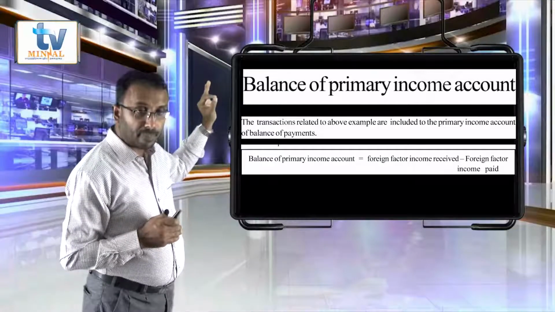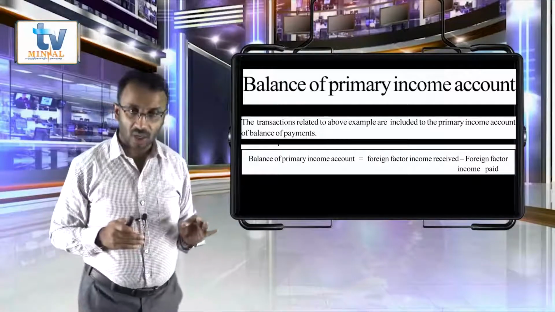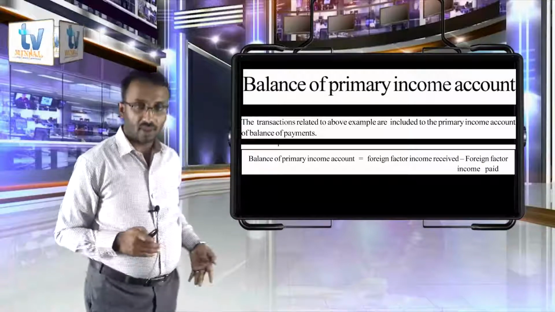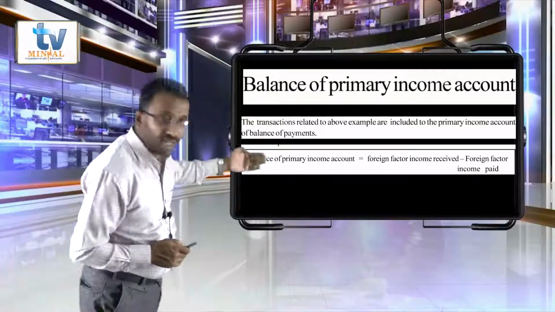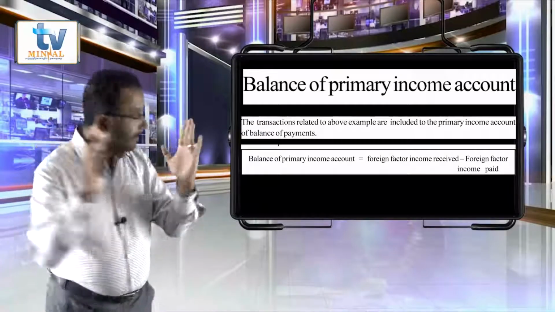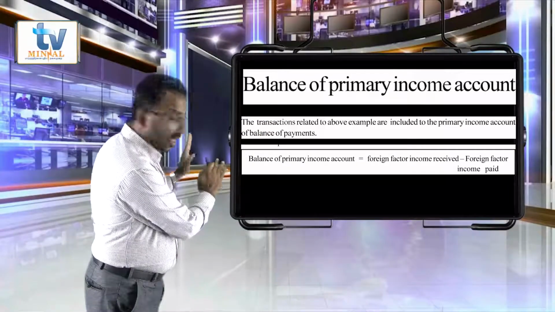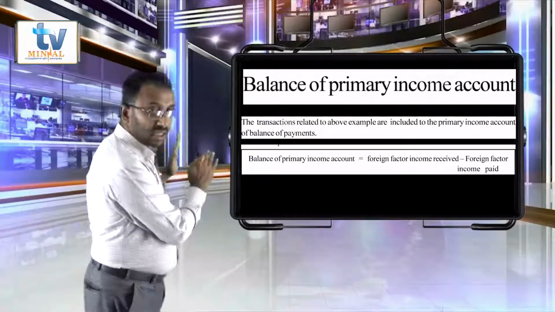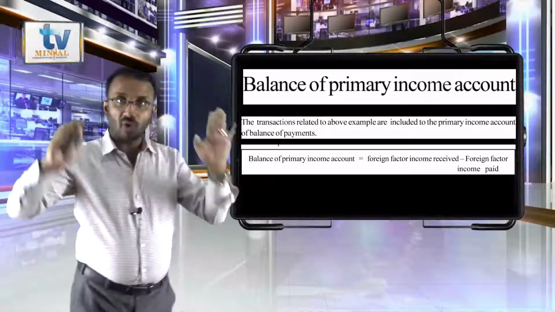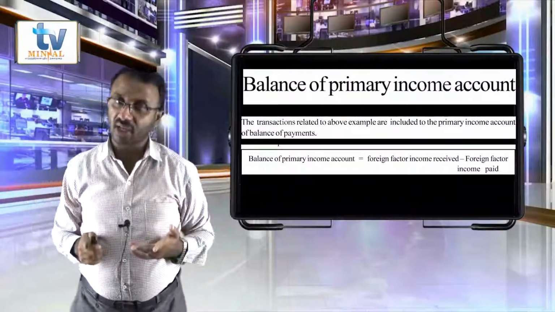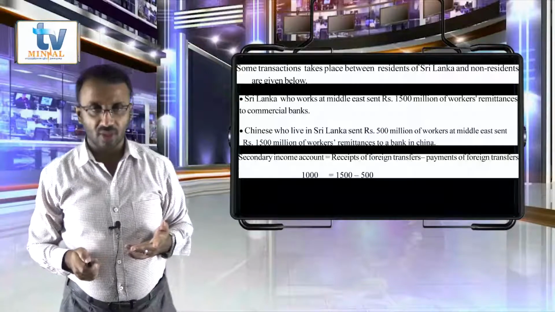Balance of primary income account equals foreign factor income received minus foreign factor income paid. See the difference here. Balance of primary income account equals foreign factor income received minus foreign factor income paid. So here.